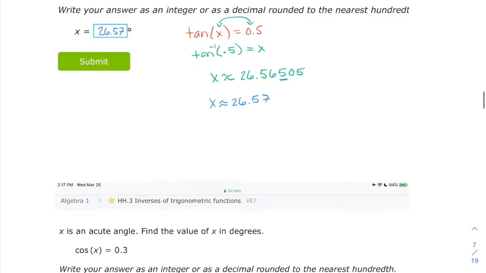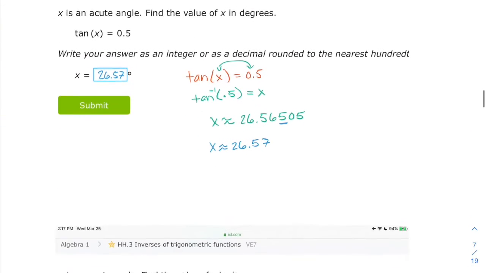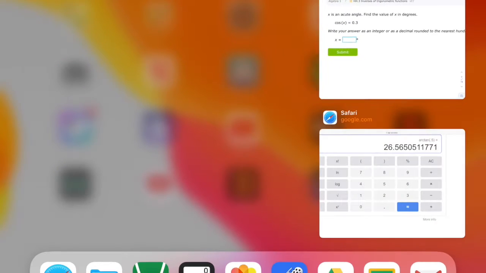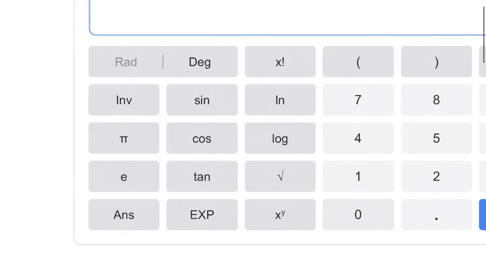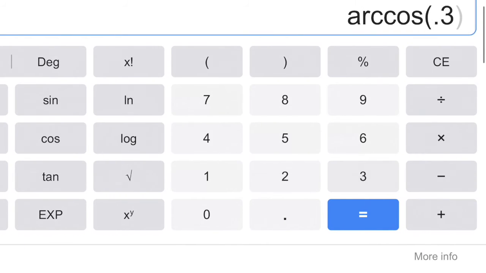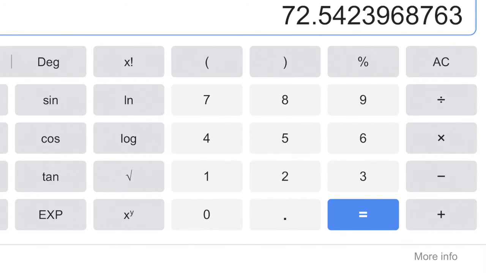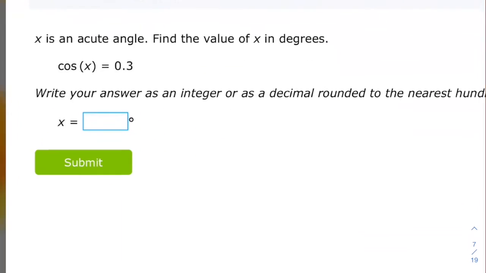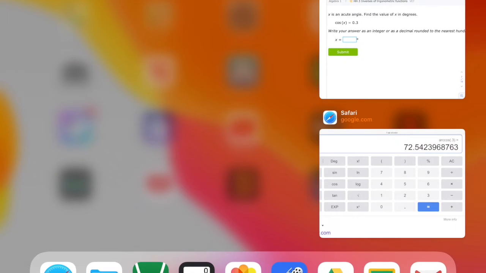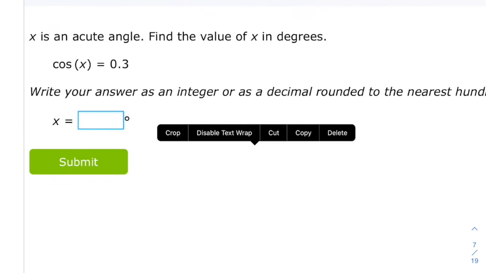So, all right. And there's a couple more. I'll do another one. Cosine of 0.3. Did we already do cosine? No, we did cosine of 0.1. Let's do cosine of 0.3. So inverse cosine of 0.3 equals 72.5426. 72.54. Look at this. I'm not even writing it down.